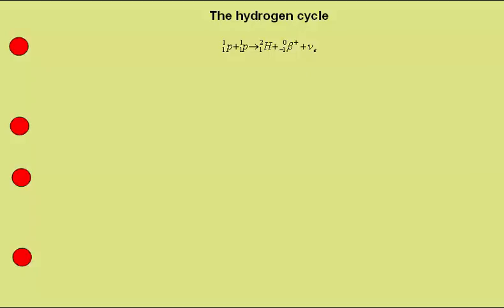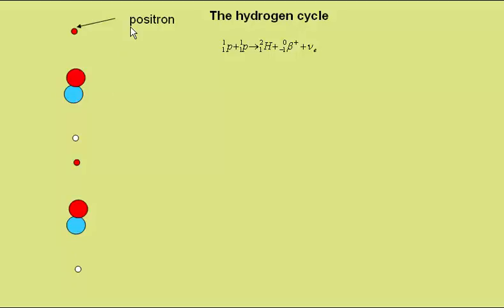So let's see that process taking place. I'll have these 2 protons fusing and these 2 protons fusing. It's probably best to just concentrate on the top pair. So the 2 protons come together. One immediately undergoes beta decay, becoming a neutron, and they've ejected a positron and a neutrino.